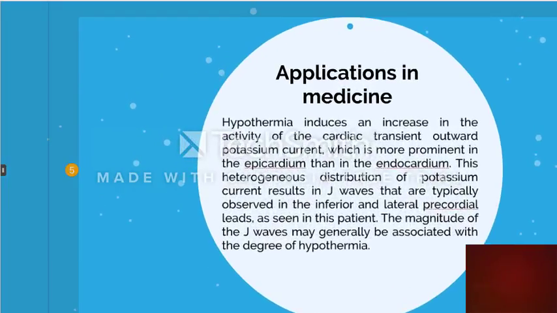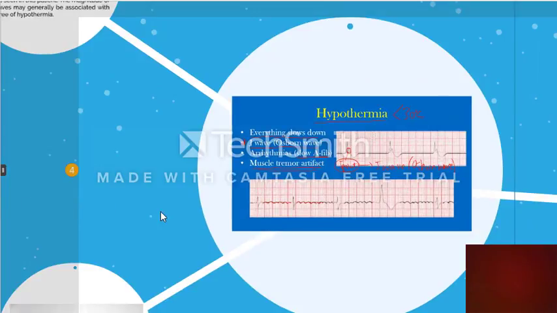Well, that's it for this lecture. It's a short and simple one. Be sure to look out for those J waves or Osborn waves if your patient's temperature starts to fall, especially below 30 degrees Celsius.